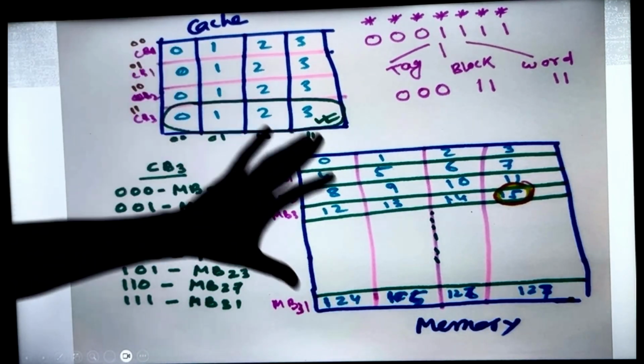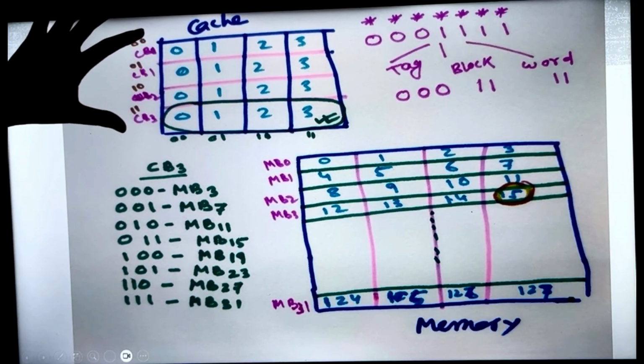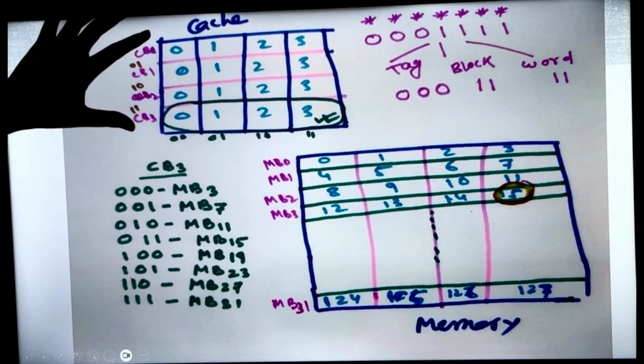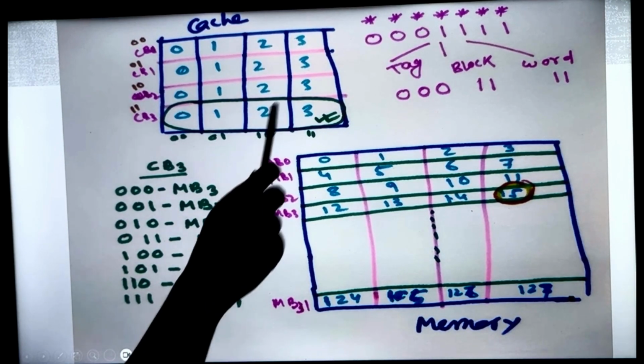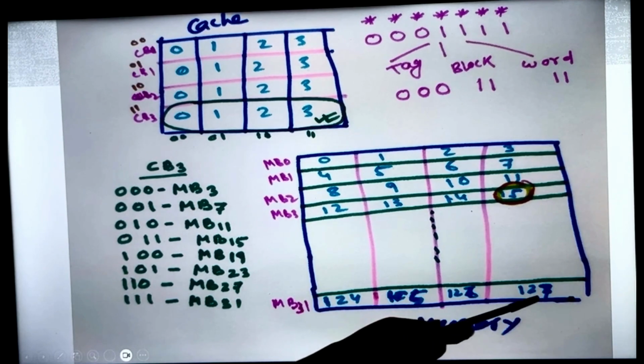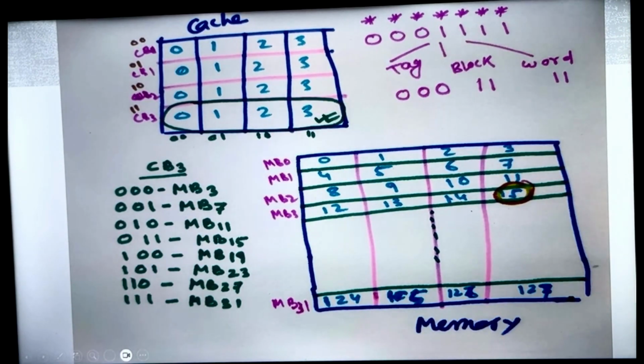Take the same example where I have 128 words in my main memory and I have only 4 cache blocks, where in each block I have only 4 words. So it's a small cache memory. Whenever your processor is generating some address or asking for some data, it will generate how many bits? Because I have 128 words, 7 bits. 1, 2, 3, 4, 5, 6, 7. Fine. So how to deal with that?